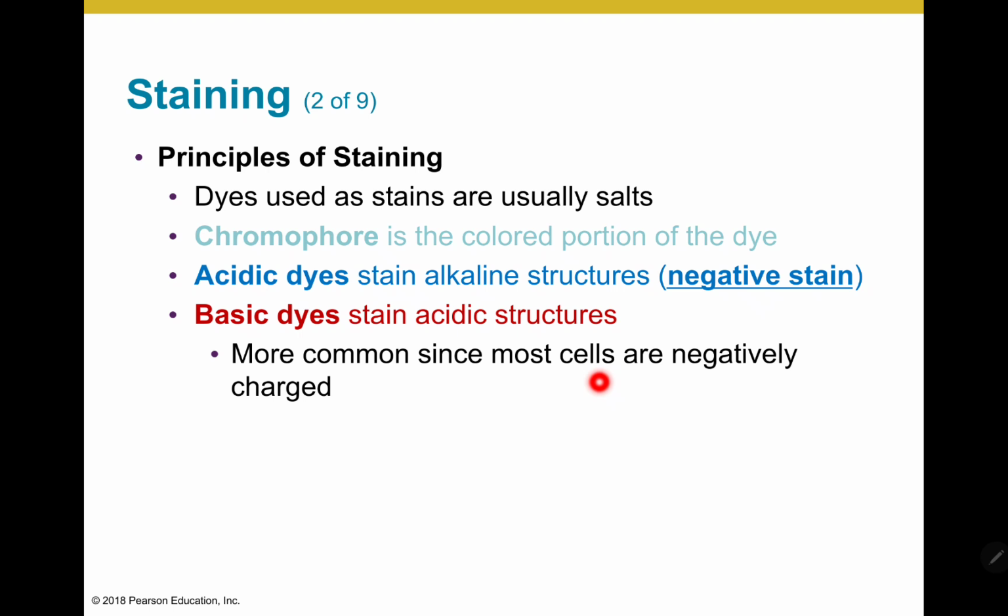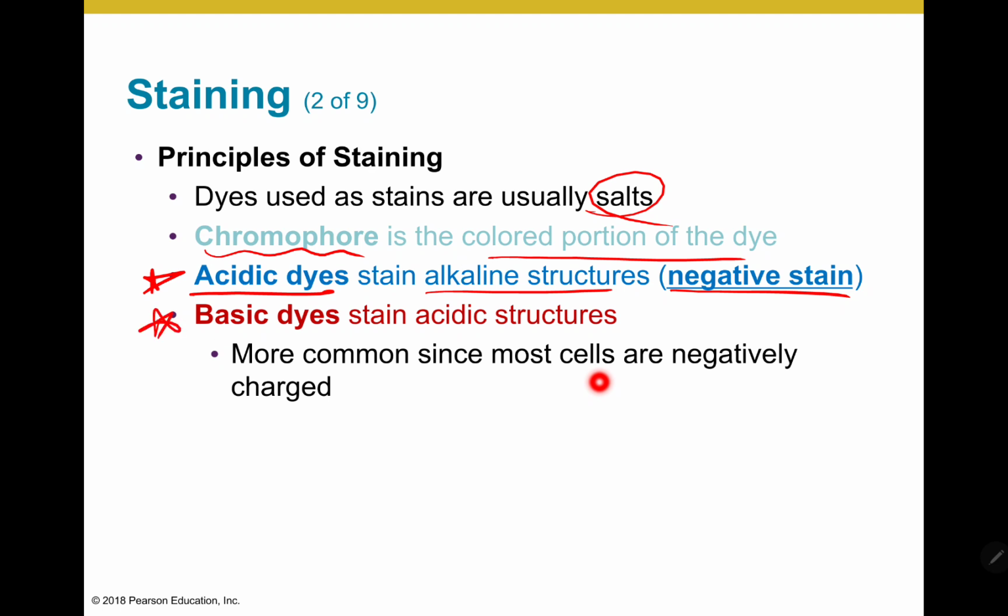When we're looking at the parts of a dye, these dyes that are used as stains are generally salts. We have the chromophore portion, which is the colored portion of the dye. Gotta remember, acidic dyes will stain alkaline structures, or negative stains. So a negative stain would be an example of a stain that's an acidic dye that stains alkaline structures. Basic dyes are going to stain acidic structures.